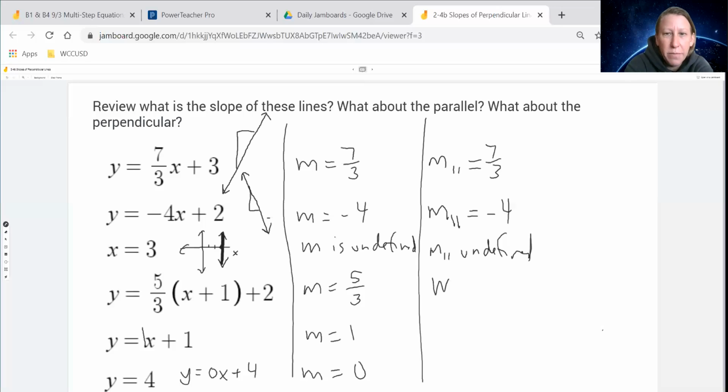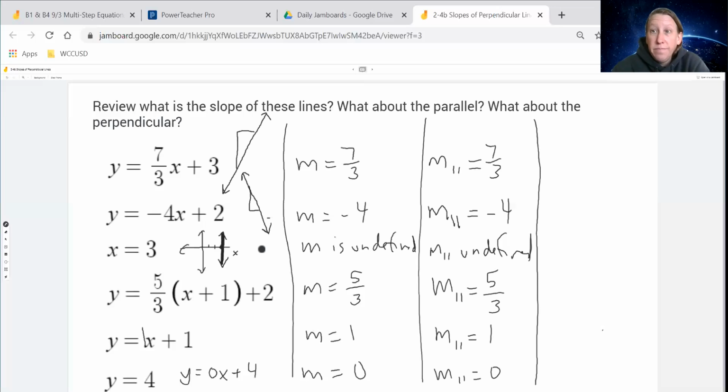Are you guys seeing the pattern? The parallel is going to have a slope of 5/3. The parallel line will have a slope of 1, and the parallel line will have a slope of 0. So what do we know about parallel lines? Lines are parallel if and only if they have the same slope.